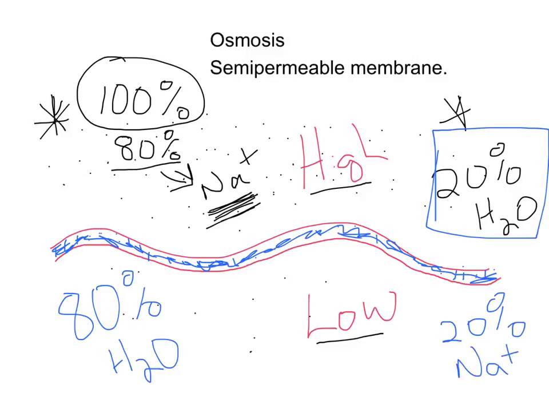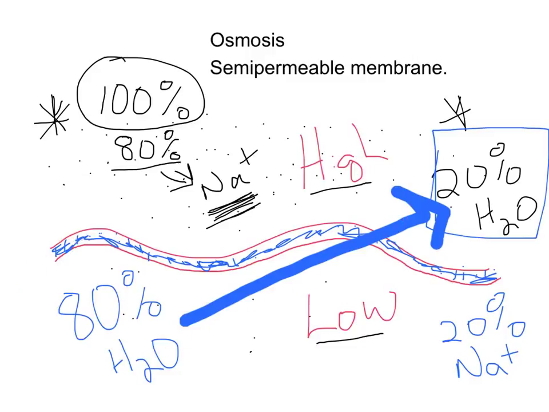Well, if that's true, we have a concentration gradient. 80% water on this side, 20% water on this side. Water would move from its high to its low. So water is going to move from its high to its low, and therefore is going to move out of this cell. This membrane would continue around, and this would be a cell. So the water would move out.